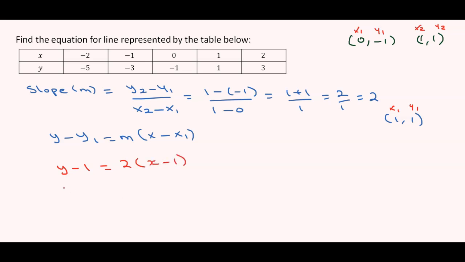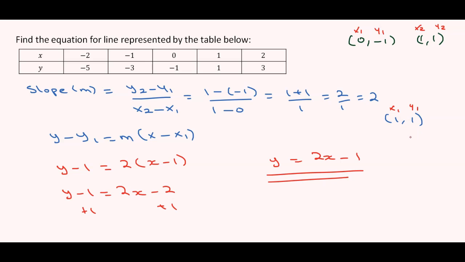So let's simplify now. y minus 1 equal to, we distribute, 2x minus 2. And so now we're going to add 1 to both sides of the equation. So y is equal to 2x minus 1. So that is the equation of our line. You can go ahead and try a few points and see if it works, but I think it will.